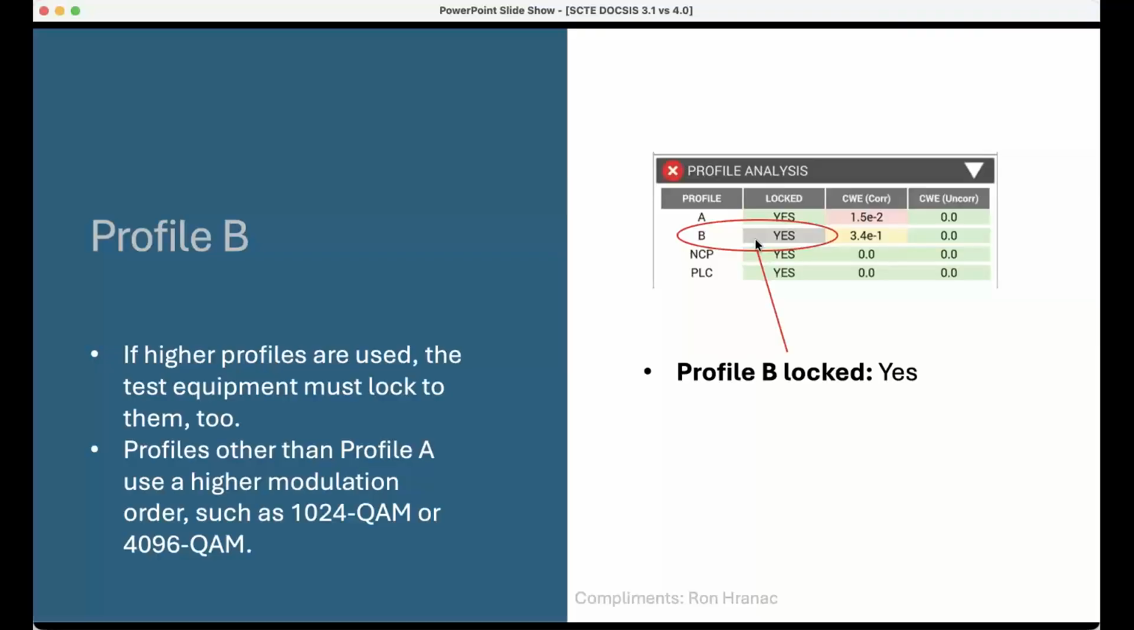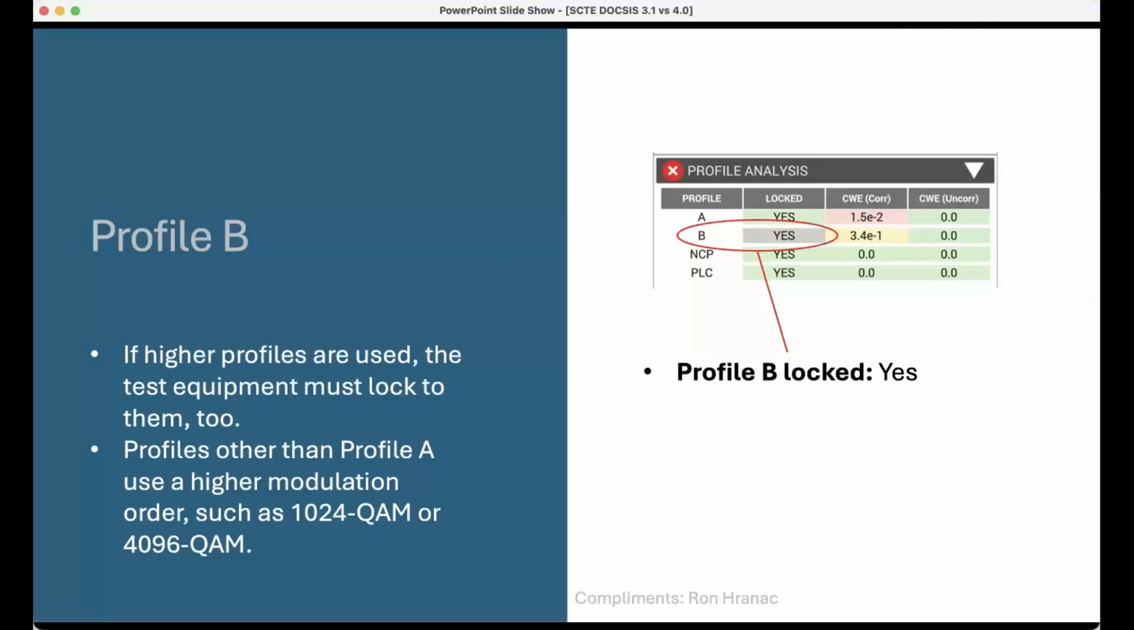Our next profile, and this is typical, Profile B will typically be your next fastest profile, and you may also see Profile C and Profile D. These are typically going to be faster profiles with higher order modulations all the way up to 4096 QAM. The cable modem will automatically select the best profile based on plant conditions. Any profile having uncorrectable errors will almost definitely not be used by the cable modem.